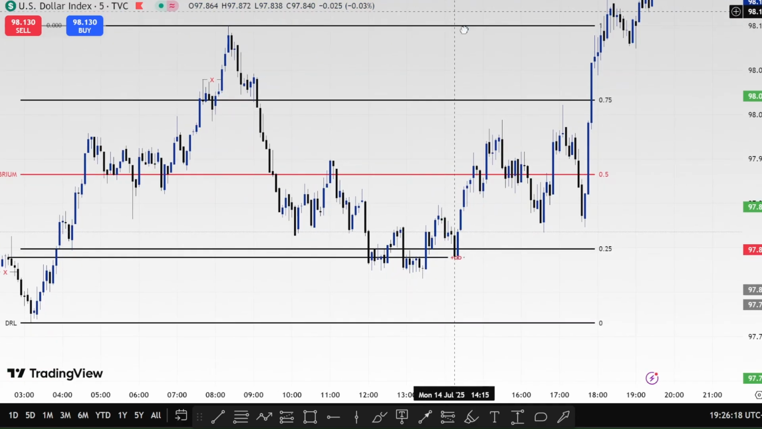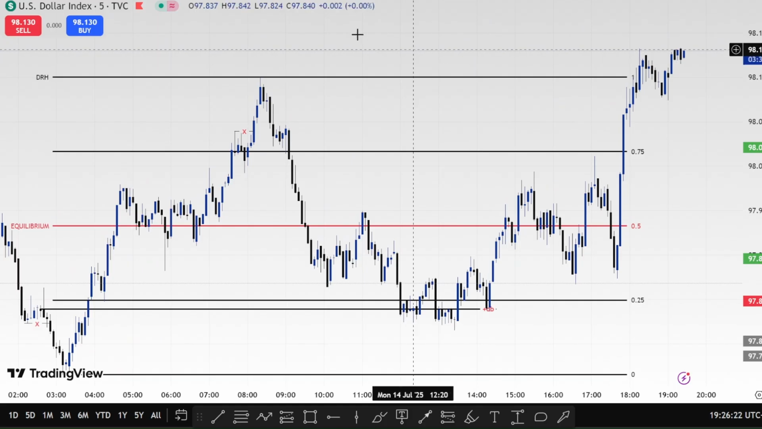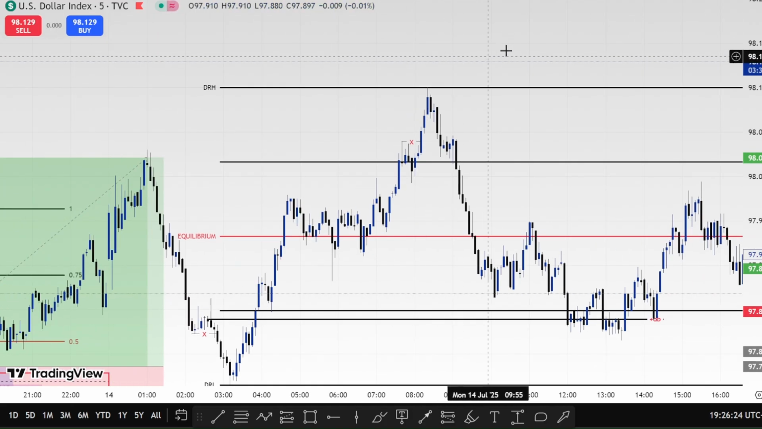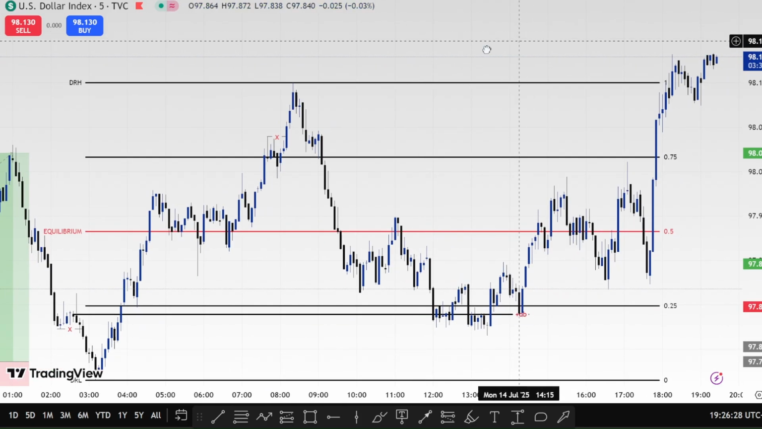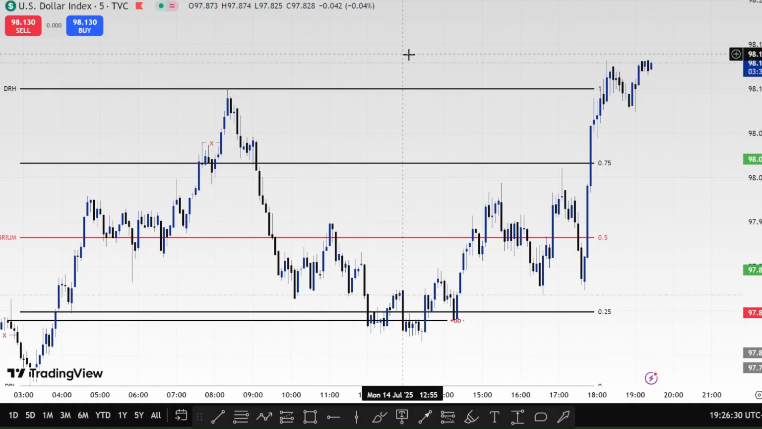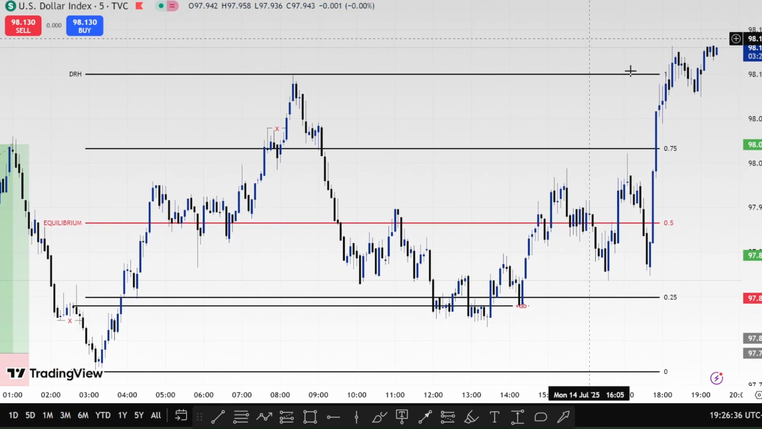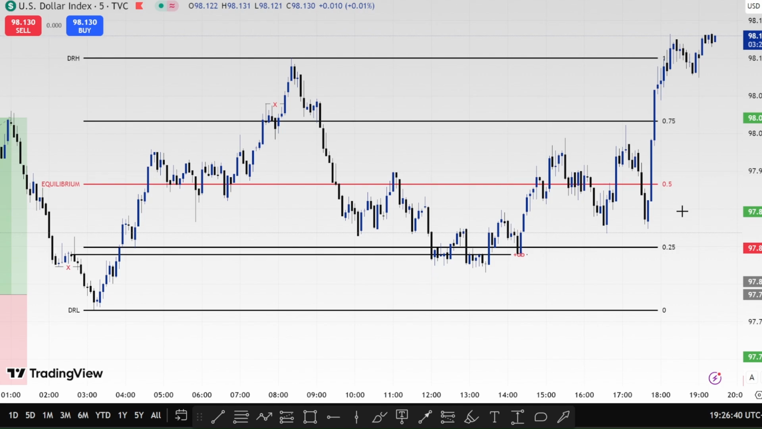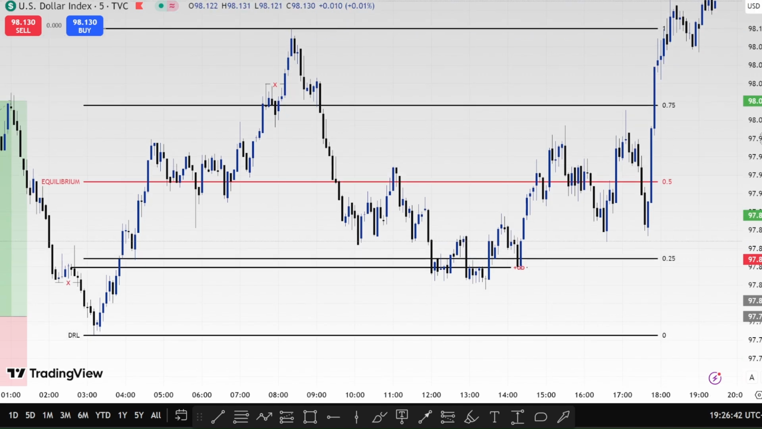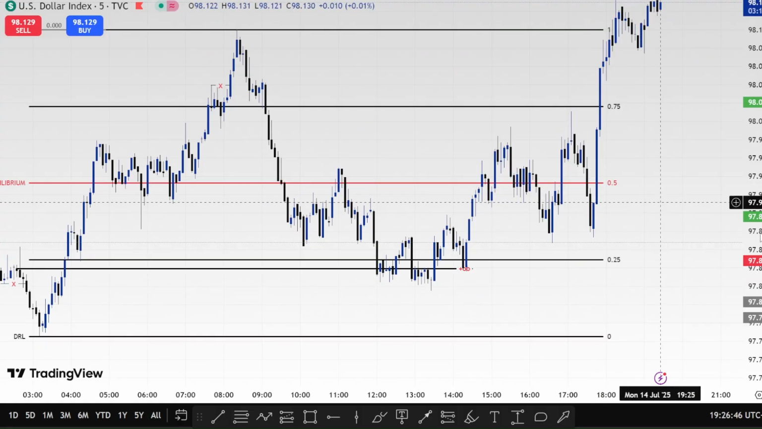So basically I'm going to show you how I made my $2,000 on TradingView live trading today. I want to show you how I did it, just very simple analysis. For me it's simple, I don't know for others, but I just want to show you.